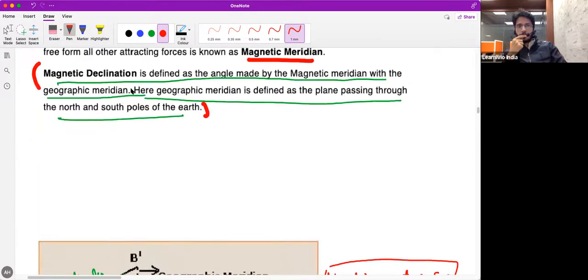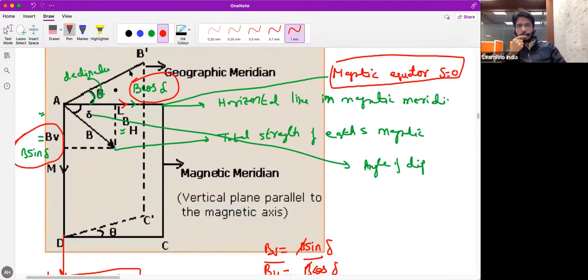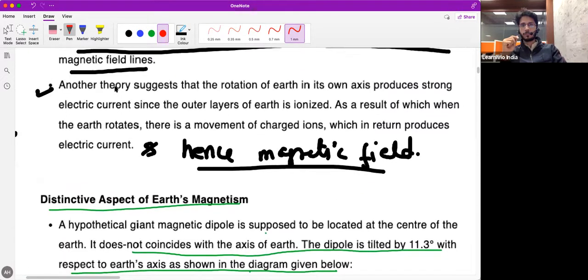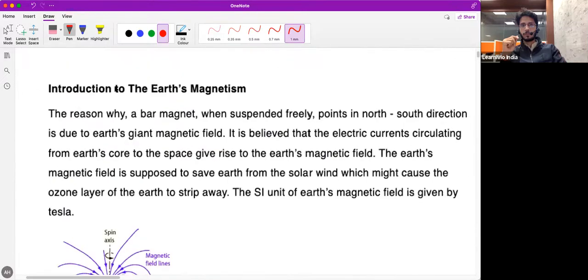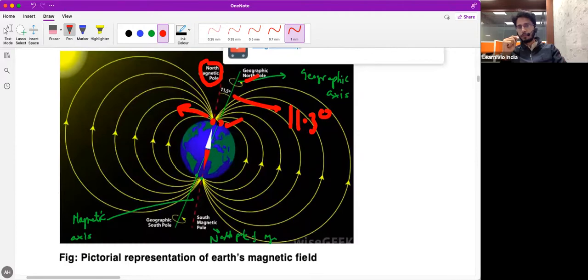So this is how you can show it. This is your geographic meridian. This one is your magnetic meridian. So geographic meridian is the plane which is passing through the geographic north and south pole. This is the geographic meridian. It's passing through this. This is your geographic north and this is your geographic south. So the plane which is passing through it is the geographic meridian.